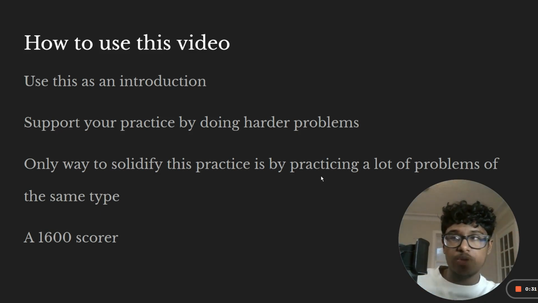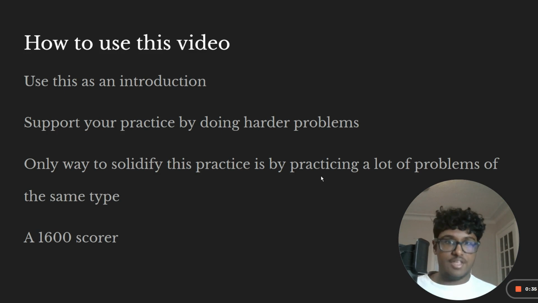How do I use this guide? This guide that I'm making you, I'm going to cover everything in the Heart of Algebra portion on the SAT, but how are you actually going to utilize all of this information? Basically, use this as an introduction. Use this as a way to introduce yourself to all the concepts on the Heart of Algebra portion, but you have to support your practice by actually doing the work.